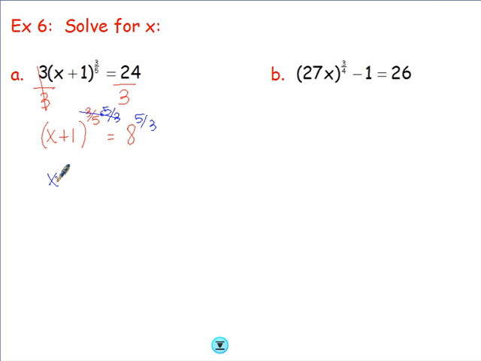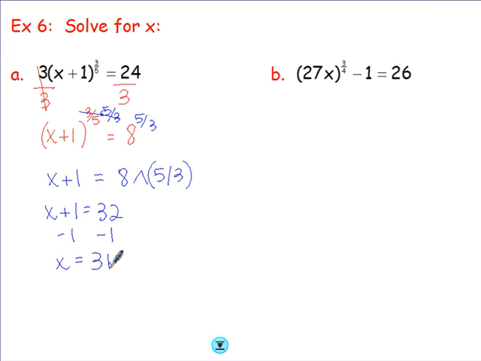So we're left with x plus 1 equals, in your calculator, 8, exponent button, parentheses, 5 divided by 3. If you type it correctly, you should get an answer of 32. We're then going to subtract 1 from both sides, and we get x equals 31.